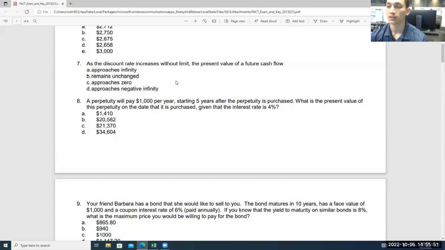Number 7. This one's just kind of a definition-based type of question. It says, as the discount rate increases without limit, what happens to the present value of a future cash flow? As the discount rate increases, it's just going to decrease the present value of the future cash flow. For example, if the discount rate was 100%, the present value would be just about 0, if not close to 0. So the higher the discount rate is, the lower the present value will go. So it will approach 0, which is the correct answer.